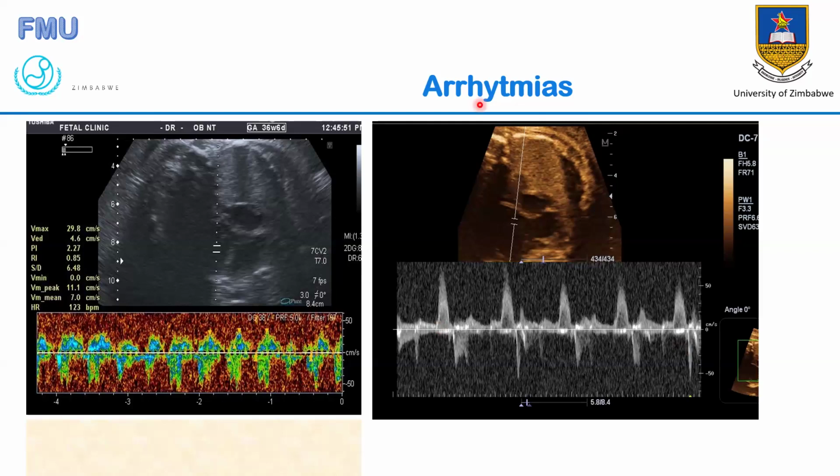The second one doesn't have the E and the A wave. Maybe, but I could argue that they are here. It's only that they are abnormal. What is abnormal? If I'm to tell you that these are the E and the A wave, what is abnormal about them? What is abnormal about the E and the A wave in this baby here?